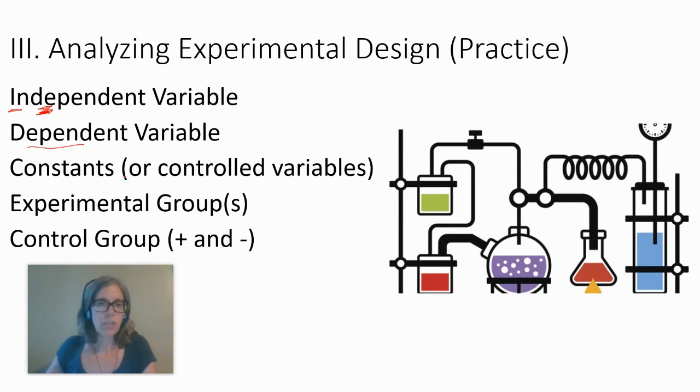Constants are everything that you need to keep the same. We sometimes call those controlled variables, not to be confused with a control group. So these are anything that you're going to keep the same through the entire experiment. We'll do examples of that as we go.